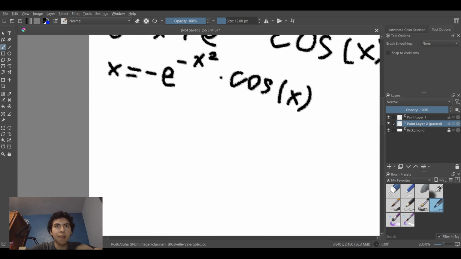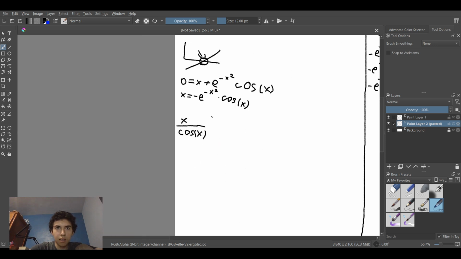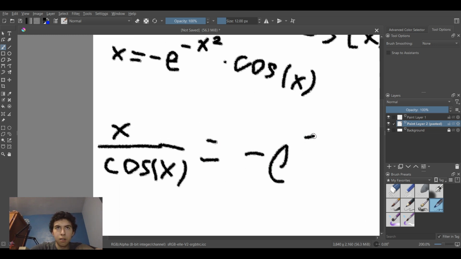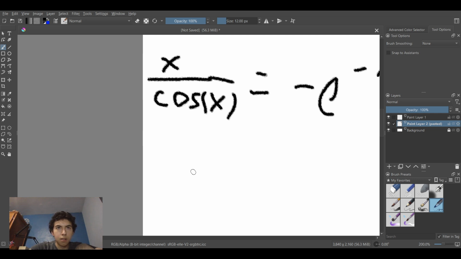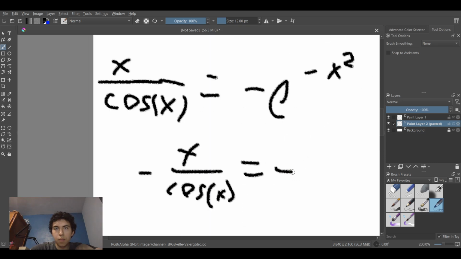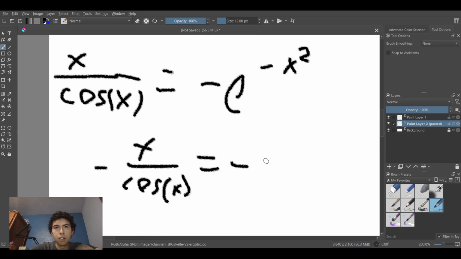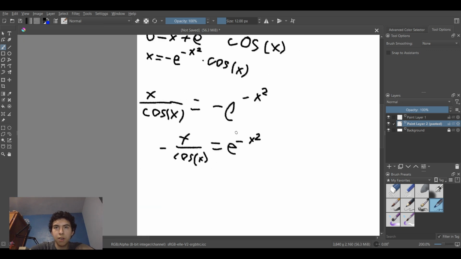x. Okay, let's have this. Then we do x over cosine of x, like that, equals minus e to the minus x squared. And we're gonna do this minus x over cosine of x equals minus, equals normal e to the minus x squared.